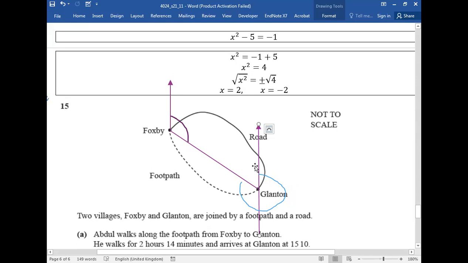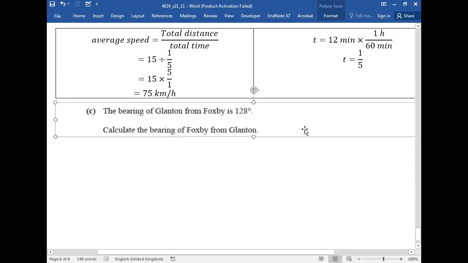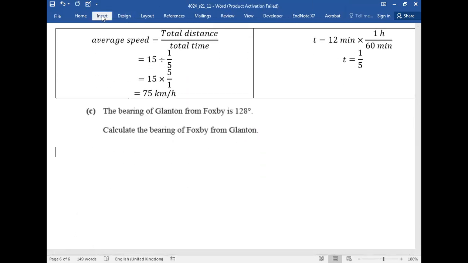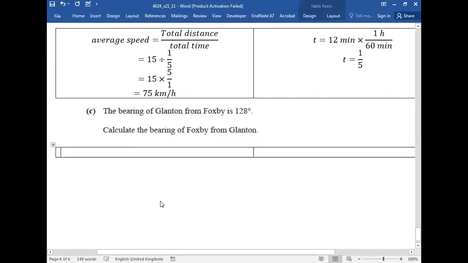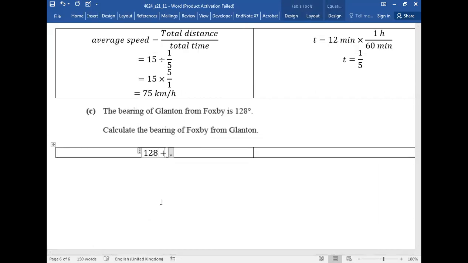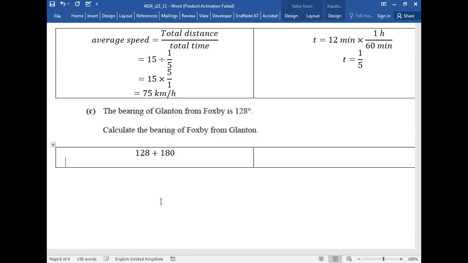Using interior angles, you can find this angle, which is 180 minus 128. And then you get this answer, 360 minus this answer, you will get your bearing. I'll do it both ways now. Please understand it instead of just finding out the answers. Understand why we are doing so. Pehla method aapne kaha 128 plus 180. What is the answer?